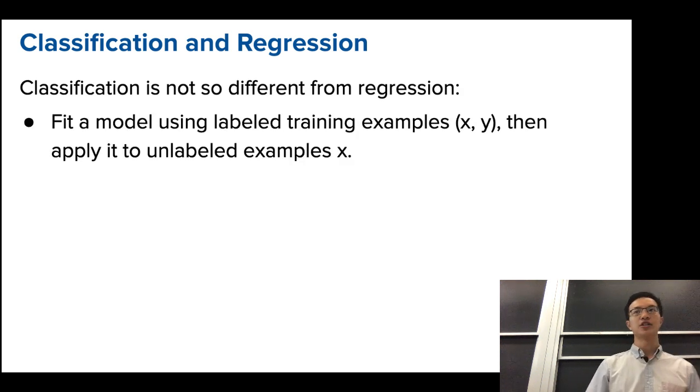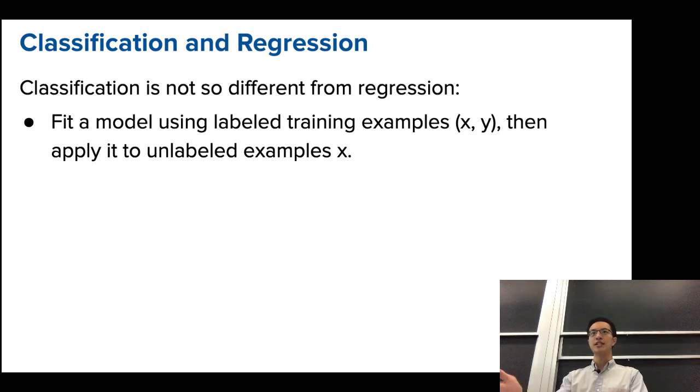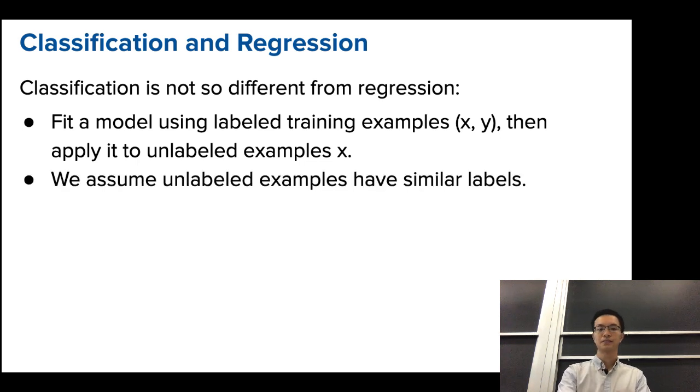In both classification and regression, we have some labeled training examples that I'm going to delineate with X and Y. We fit our model on those training data, and we try to apply our model to some unlabeled data. The assumption underlying both types of models is that the unlabeled examples have similar results or similar labels to the data that we've already seen before. Right? So if this assumption doesn't hold, then there's no real reason to use our training data, because whatever we do with our training data won't generalize to more data.